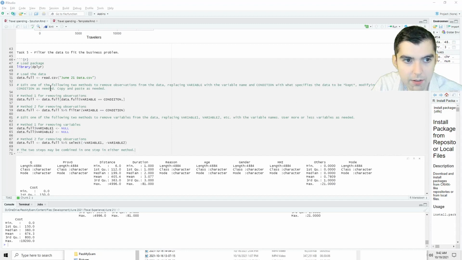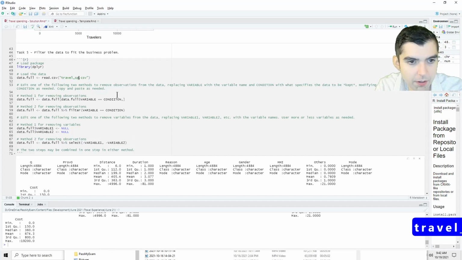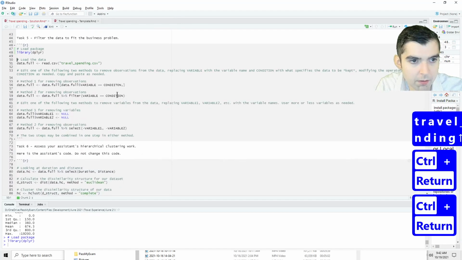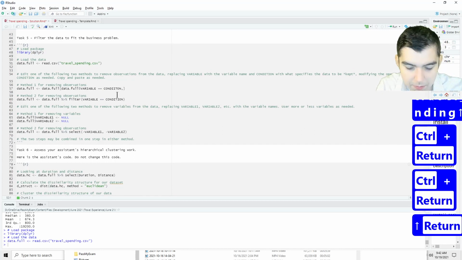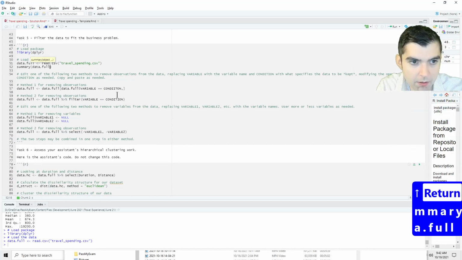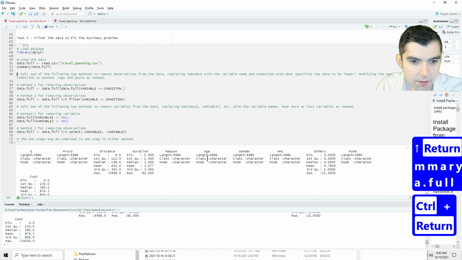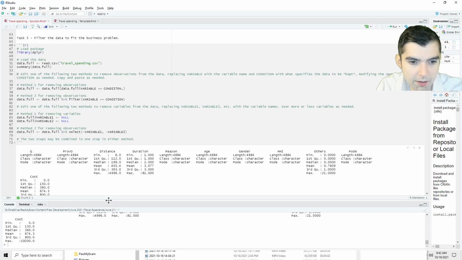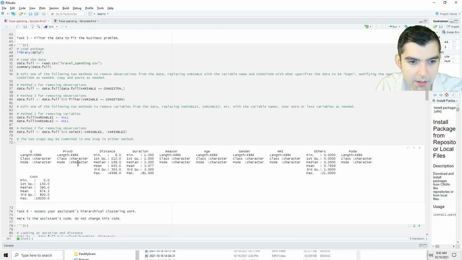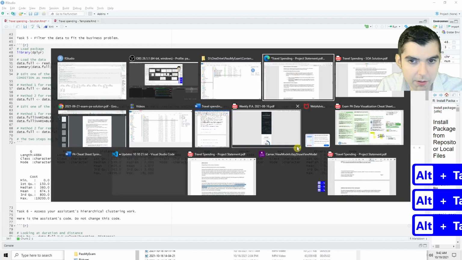So let's look at the code. It says load the package data, dplyr, and then load the data. And then let's just look at summary. And I see that, like the data dictionary says, there's a mix of categories and costs and numeric variables.